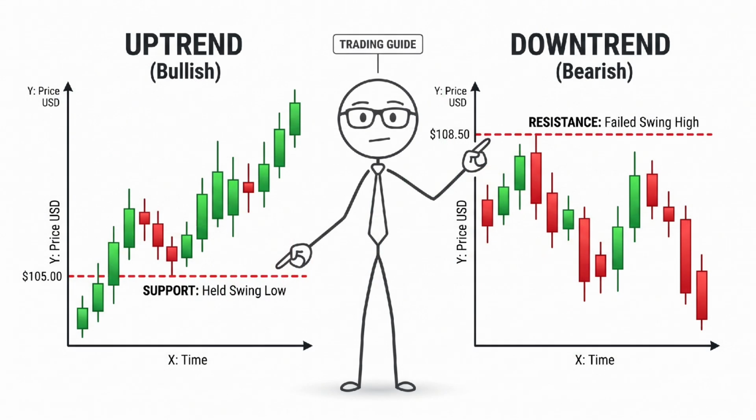In an uptrend, each pullback holds above the prior swing low. The moment price closes below it, structure is broken. In a downtrend, each rally fails below the prior swing high. The moment price closes above it, structure is broken.